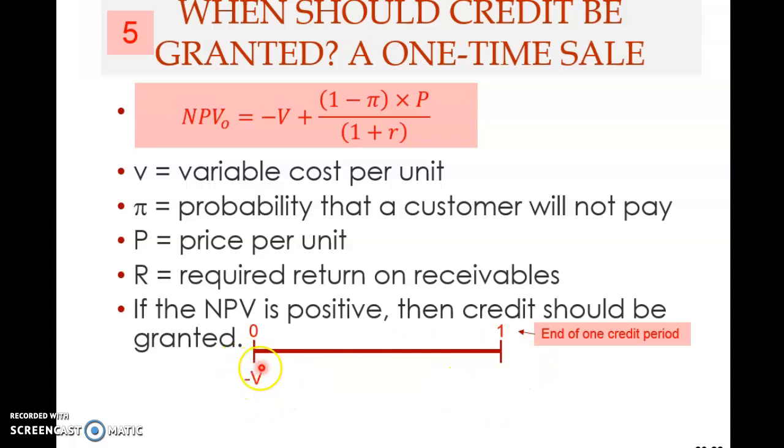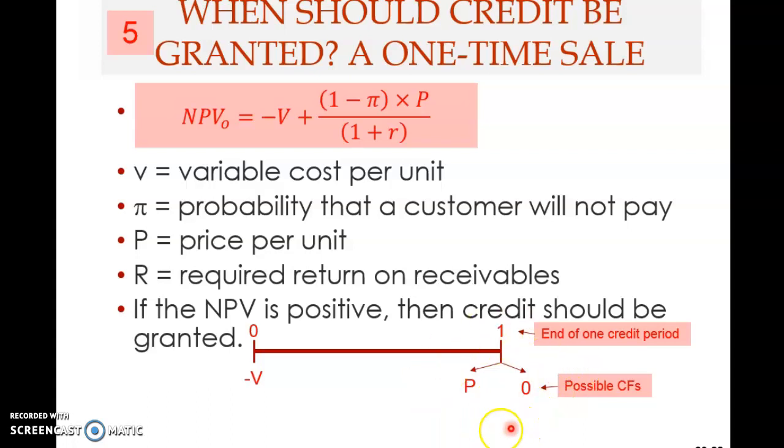So this variable cost per unit will be a cash outflow. For every product that you sell on credit, you incur this variable cost. We assume it occurs at time 0. It's an assumption; in reality this will be incurred earlier. Now these are the possible cash flows. There are two possibilities. Remember the concept of possibility that we have seen in chapter 13, risk and return.